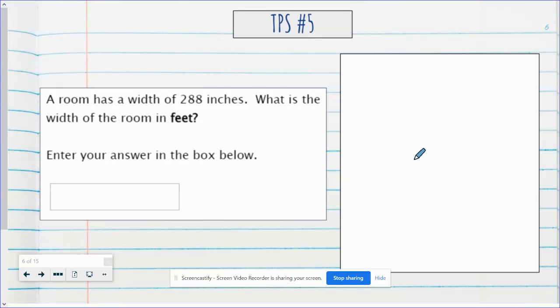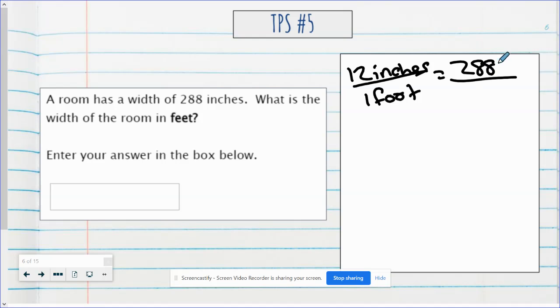A room has a width of 288 inches. What is the width of the room in feet? So here we need to do a conversion. And I have inches and feet here. I know that there are 12 inches in 1 foot. But we do not have 12 inches, we have 288 inches. So I need to figure out, how am I going from 12 to 288? Well, in order to figure that out, I can work backwards and divide.